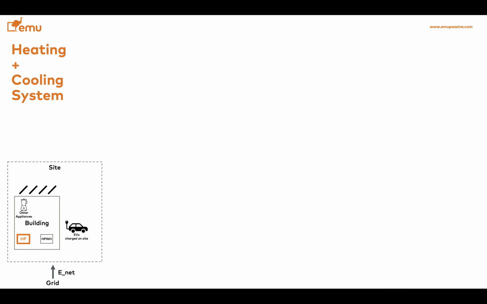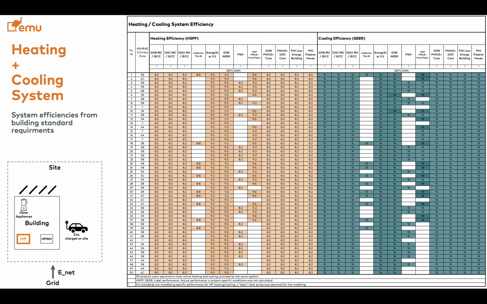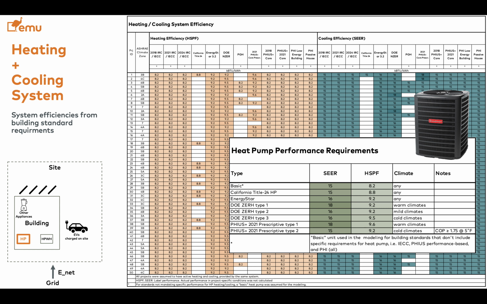Now we start talking about the heat pump. One of the premises of the study is that all projects and all building standards were assumed to be all electric and to have a heat pump to provide both heating and cooling. And some building standards do have requirements for that heat pump in terms of minimum heating performance and minimum cooling performance, and others don't. So we put together this kind of table listing what kind of performance we assumed in terms of modeling.